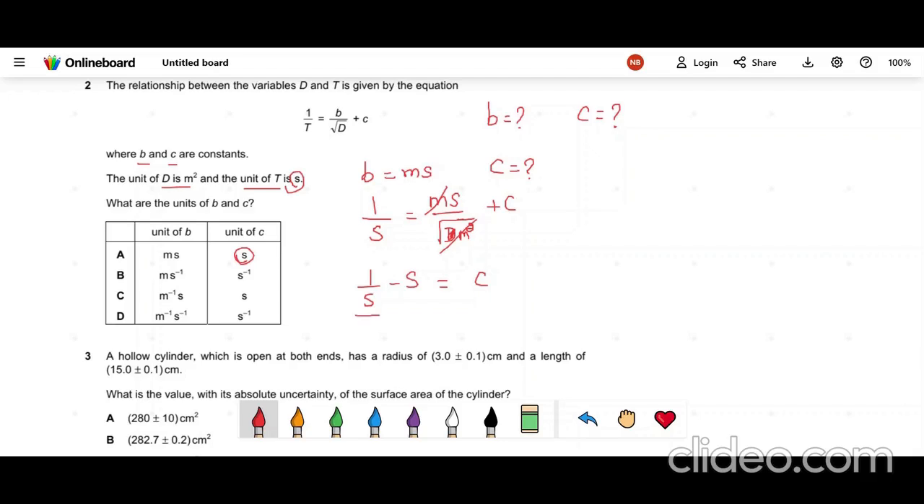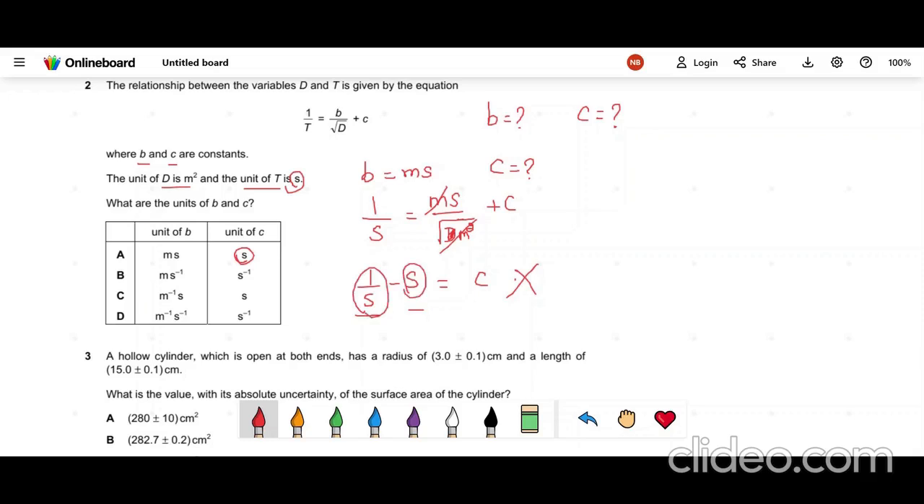Look at this. One variable has the 1 by S unit, and the other variable has the S unit. We cannot subtract variables with different units. That is against our rule. That is why this is not the right answer. Two variables should have the same unit, then only we can add or subtract. For multiplication it is not a problem, but for subtraction or addition we need two or more variables with the same unit. But here there are different units. One is 1 by S, one is S. So A could not be the answer.